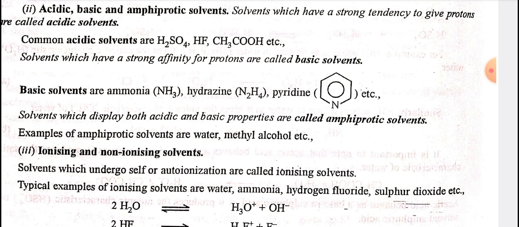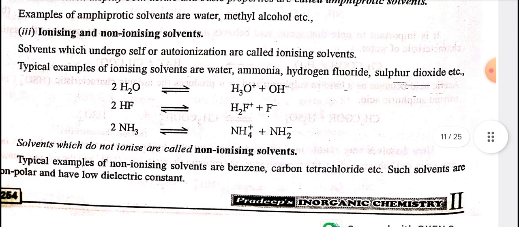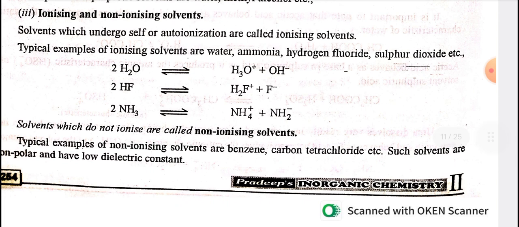Third is ionizing and non-ionizing solvents. Solvents which undergo self or auto-ionization are called ionizing solvents. Typical examples of ionizing solvents are water, ammonia, hydrogen fluoride, sulfur dioxide. Solvents which do not ionize are called non-ionizing solvents. Typical examples of non-ionizing solvents are benzene, CS2, and carbon tetrachloride. Such solvents are non-polar and have a low dielectric constant.